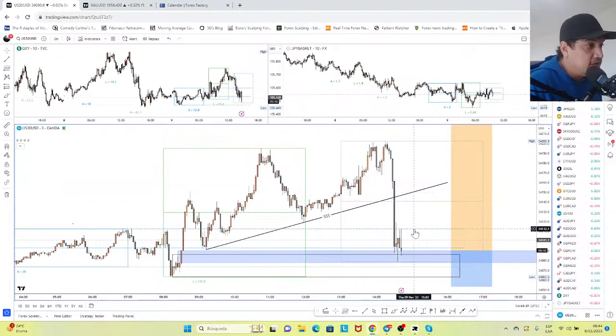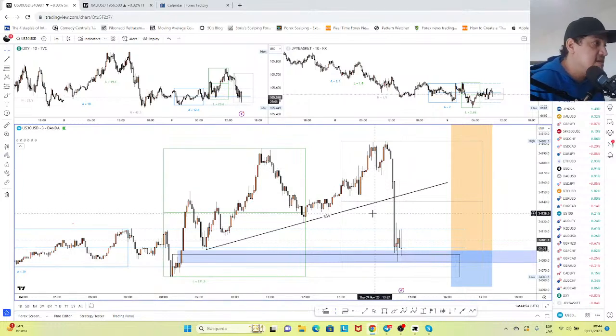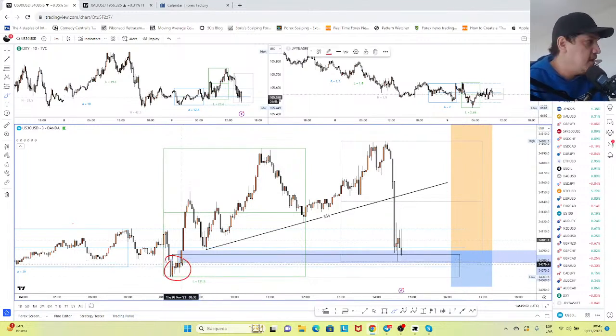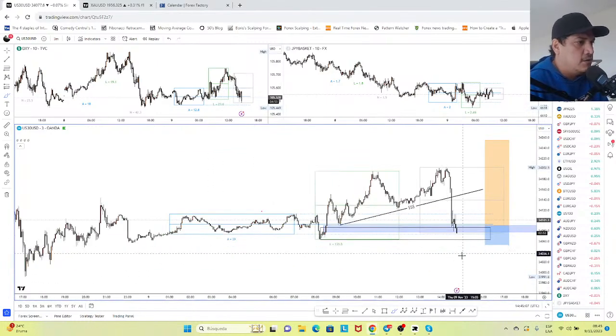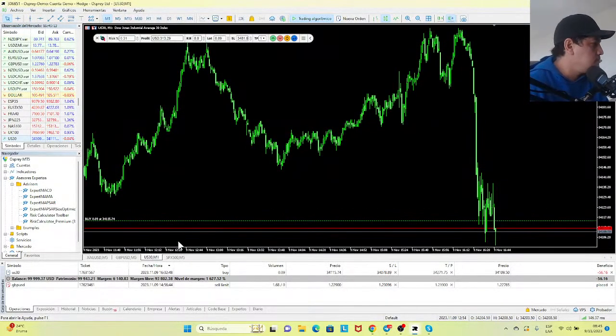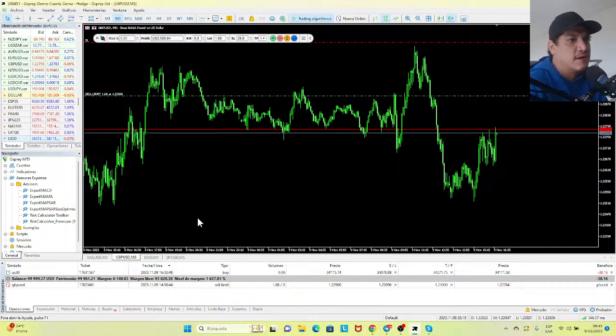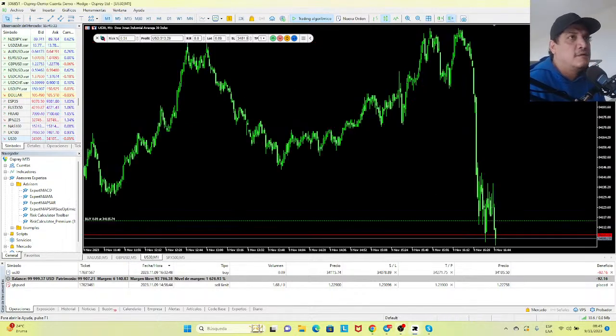Again, we have a ton of inefficiency here to the upside. All of this liquidity has been taken out. All of the weak players in the market have been taken out. Here is the order block that created that break of the structure. So this is where I want to get in long right now. GBP USD about to get triggered. If I get stopped out, I get stopped out. That's okay.